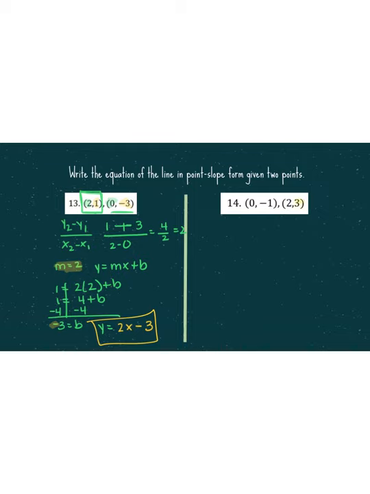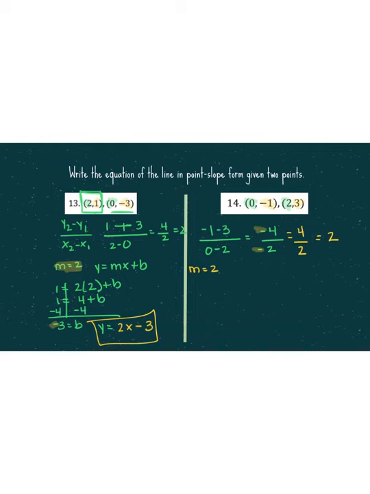So we have our y's and we have our x's. Okay, so let's do our y's. Negative 1 minus 3 over 0 minus 2. Negative 1 minus 3 is going to give me a negative 4. And 0 minus 2 is going to give me a negative 2. Okay, again, because I have a negative here and a negative here, those cancel each other out. So that's just like saying 4 over 2. 4 divided by 2 is 2. So my m equals 2.